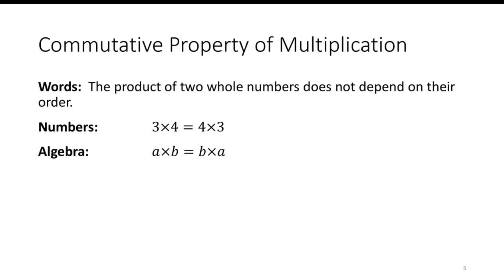All right, so let's go over a couple of the properties. First, the commutative property. If you recall, the commutative property of addition is that a plus b is equal to b plus a, and that the order of the addition doesn't matter. That holds true with multiplication as well. The product of two whole numbers does not depend on their order. So 3 times 4 is 4 times 3, a times b is b times a, or with the previous example, 8 times 6 will give you the same thing as 6 times 8.